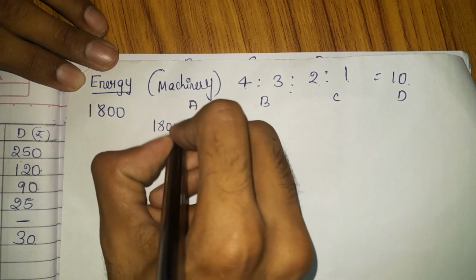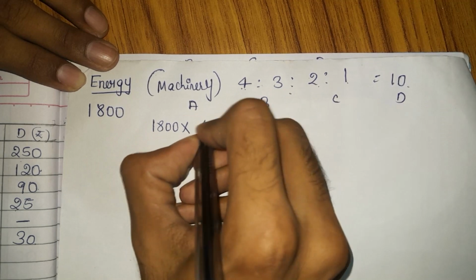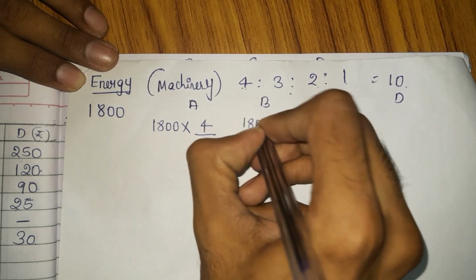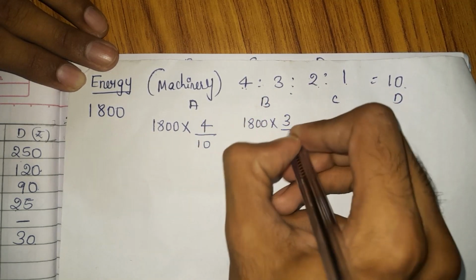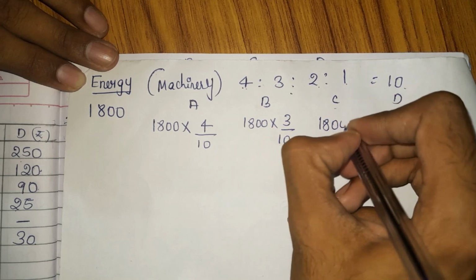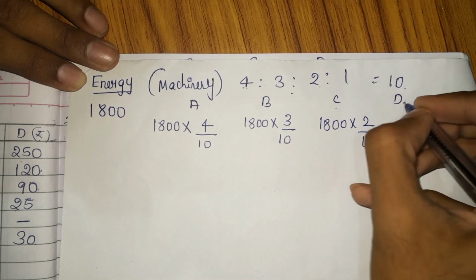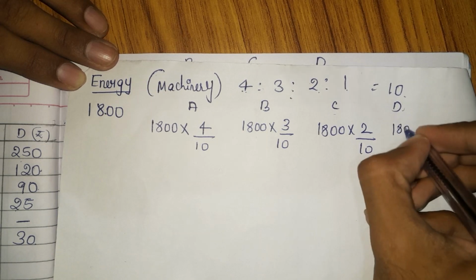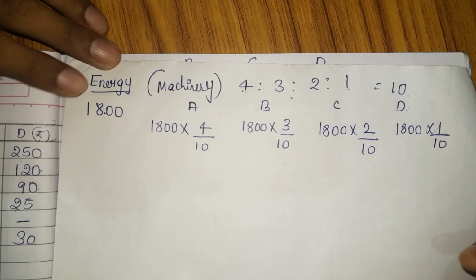A department will be 1800 into 4 divided by 10. B department will be 1800 into 3 divided by 10. C department will be 1800 into 2 divided by 10. D department will be 1800 into 1 divided by 10.